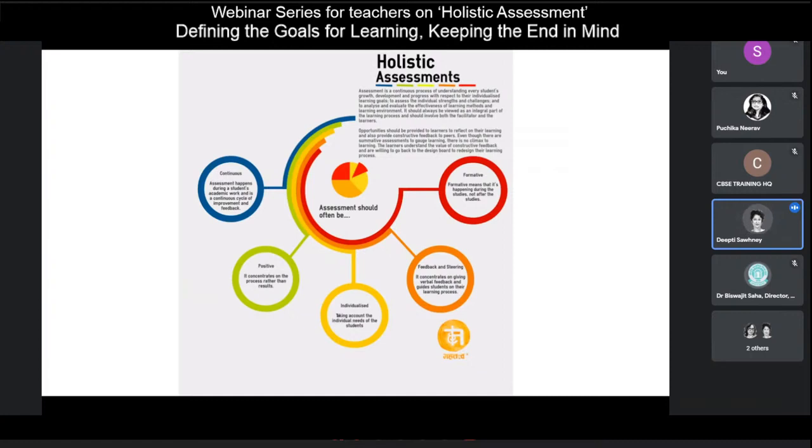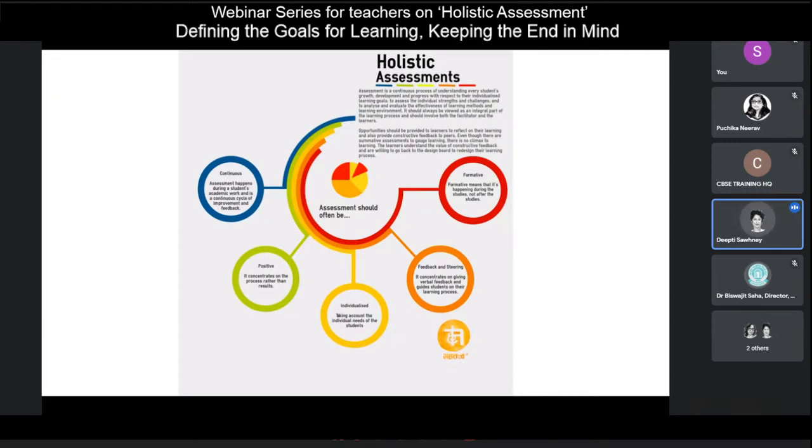So what is holistic assessment? When we say holistic assessment, what does it mean? This is actually a derivative of a few research papers and talking to a few people and looking at best practices around the world. When we talk about holistic assessment, it means it's a continuous process. It is something which is ongoing.